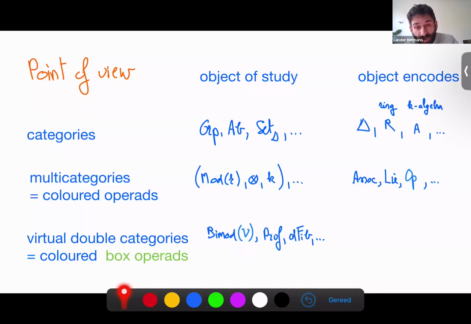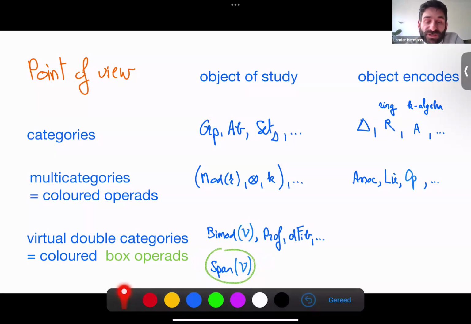And of course, we're also interested in them. And specifically, we will be interested in these spans enriched over a monoidal category V. Just to point out, we're really interested in these very non-Cartesian monoidal categories that we want to enrich over, because in algebraic topology and geometry, we're interested in the linear world and not very much in the Cartesian product.